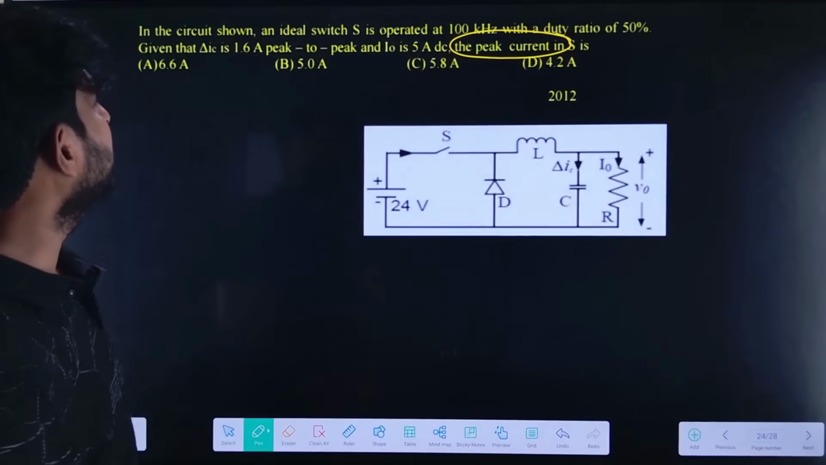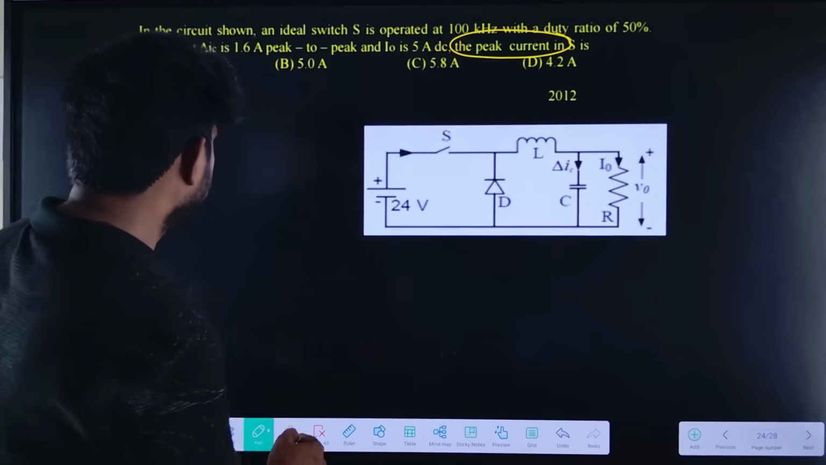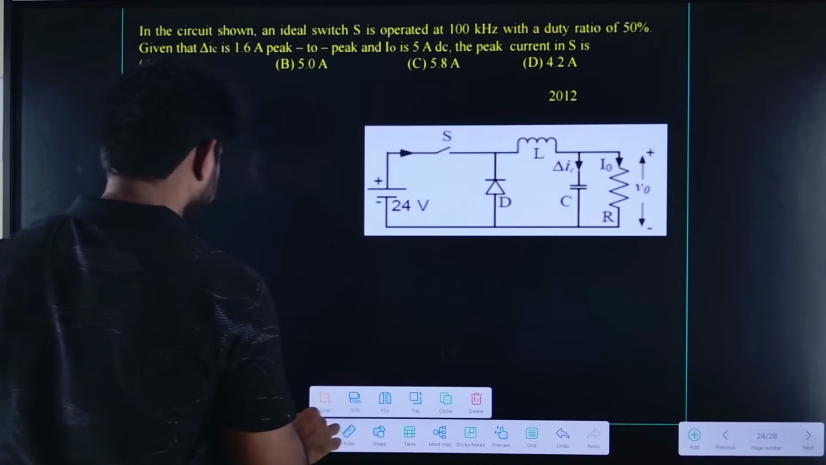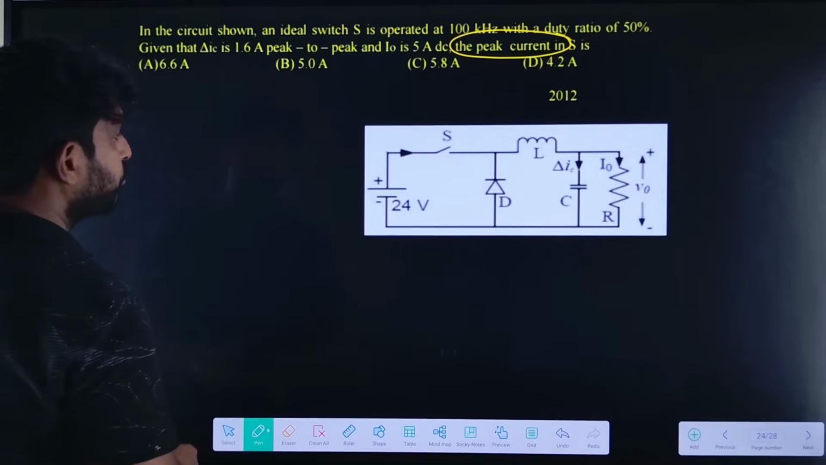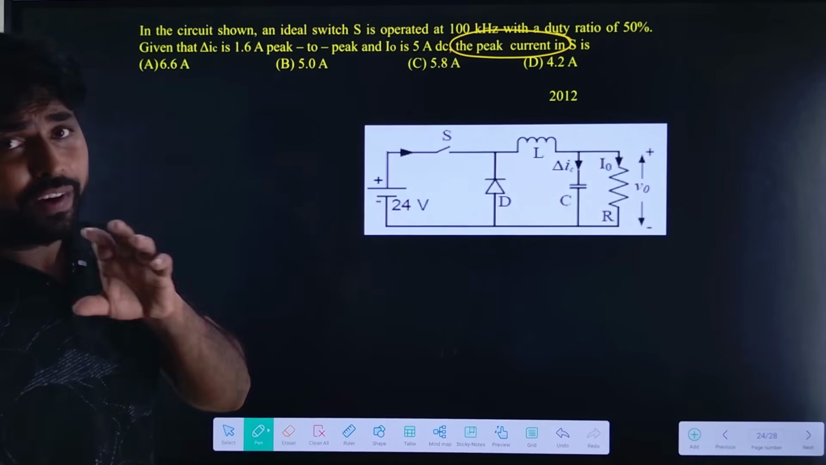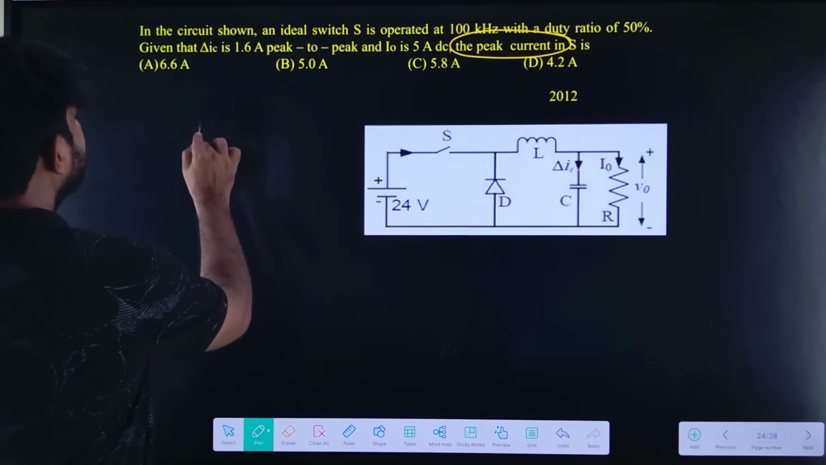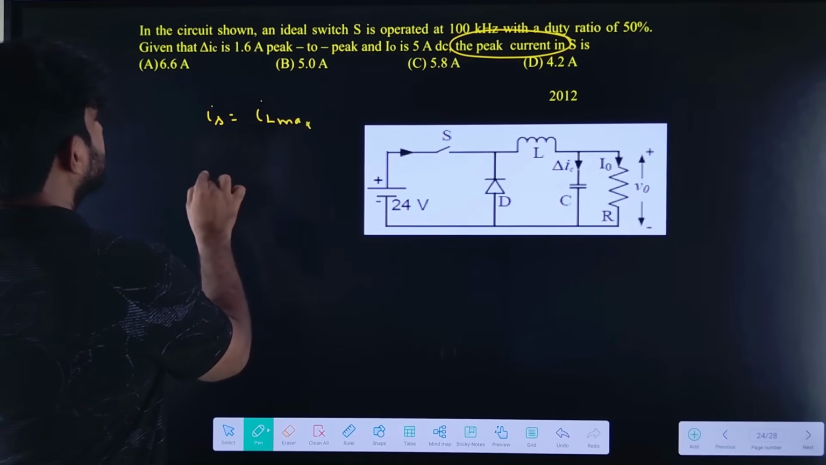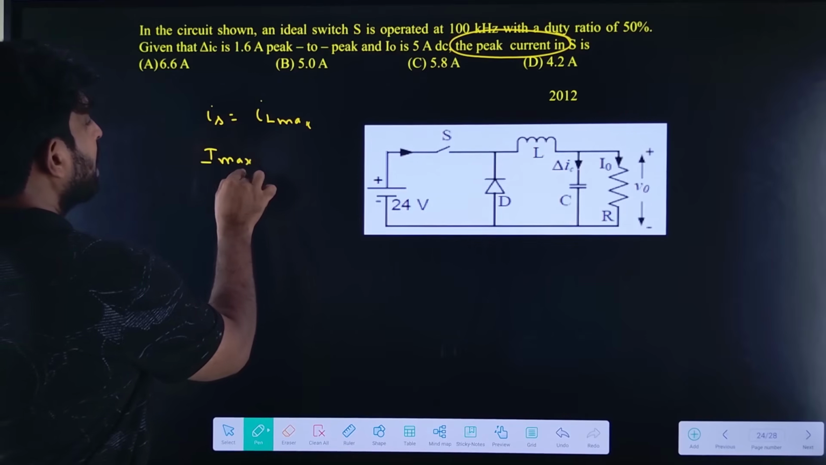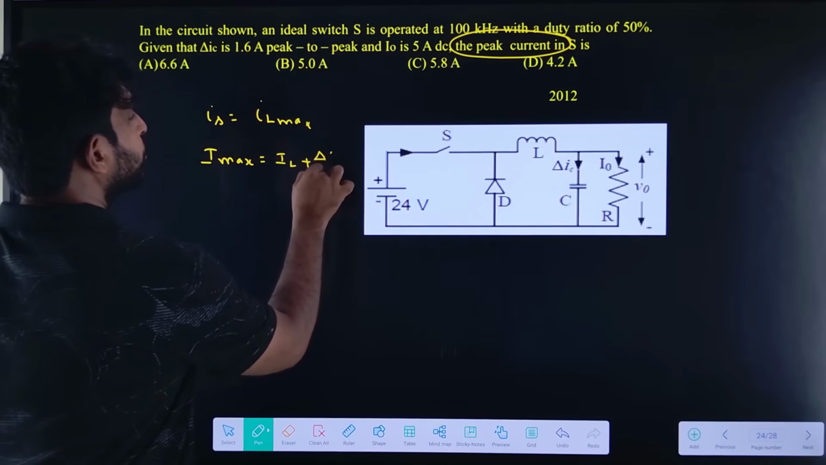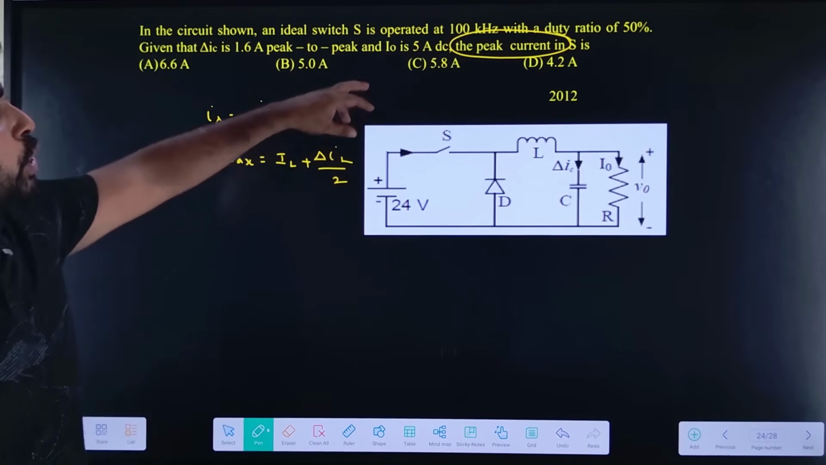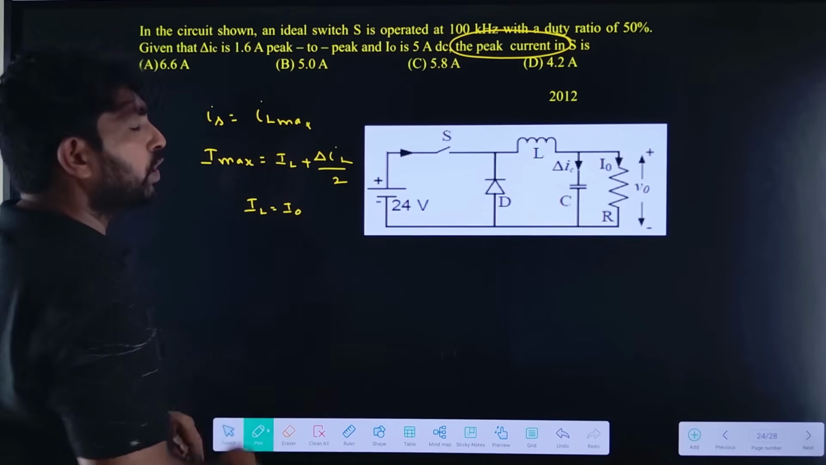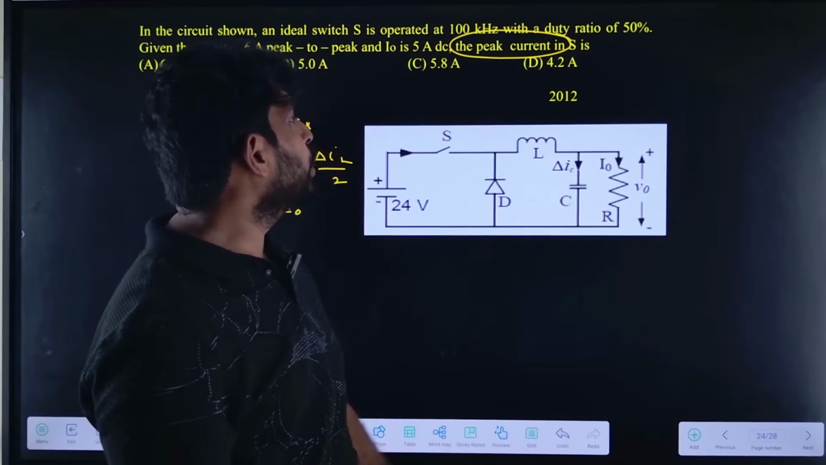the peak value current in the switch. So let us find the peak value of the current. In the switch, we need to find the peak current, which is equal to the inductor maximum current. So inductor maximum current equals IL plus delta IL by 2. In case of buck converter, IL equals I naught. So if you find the delta IL, you can find the answer.